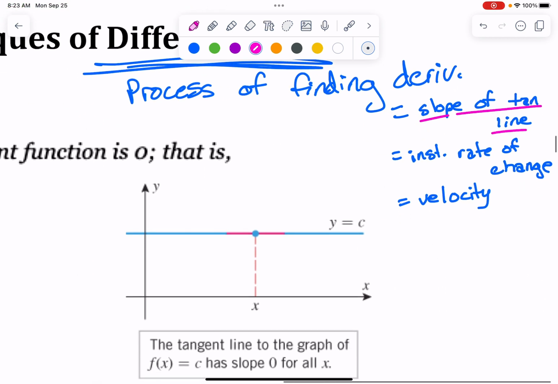Okay, here is my constant function, this blue line right here. This is y equals c. So let's say y equals 4. Let's say it's up here, 1, 2, 3, 4. And it's y equals 4.